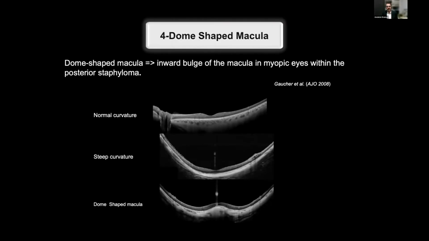Another interesting entity in high myopia is what we call dome-shaped macula. As you know, with the curvature of the posterior pole, especially in those with high myopia, we expect a steep curvature, but in certain patients, they have this dome-shaped configuration when imaged with OCT, and this is very unusual.